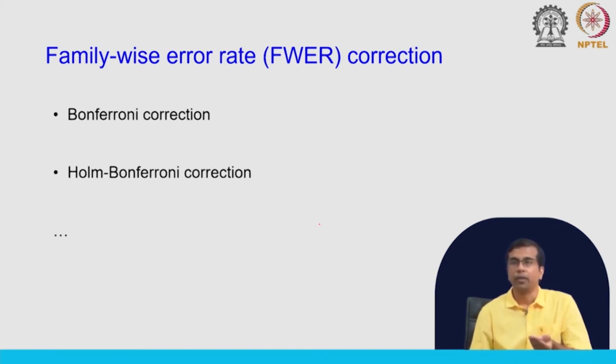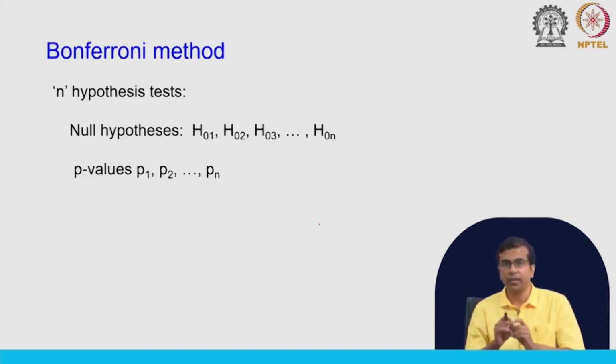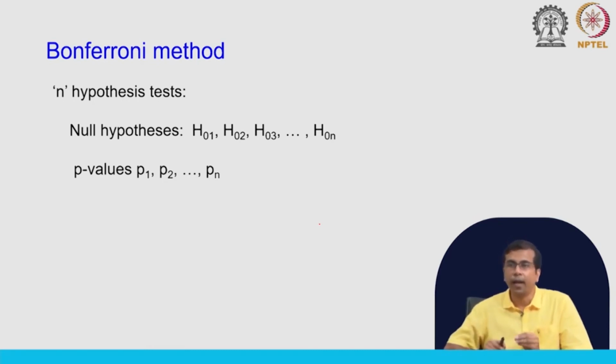So, there are different methods for doing this. The first one is called Bonferroni correction, again named after the scientist who actually developed this method, and there is also Holm-Bonferroni correction. There are other methods as well, so I will not discuss all those methods. What I will talk about are these two methods, Bonferroni and Holm-Bonferroni corrections. These are the corrections that will keep the probability of type 1 error at alpha by changing this threshold for significance. So, let us talk about Bonferroni correction first. Imagine this situation now, we have n hypothesis tests.